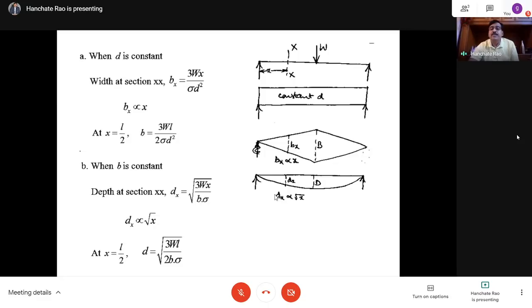And see here, depth is proportional to root x, whereas width is proportional to x linearly. So this is a curved variation and this is a linear variation. These concepts you have to keep in mind.